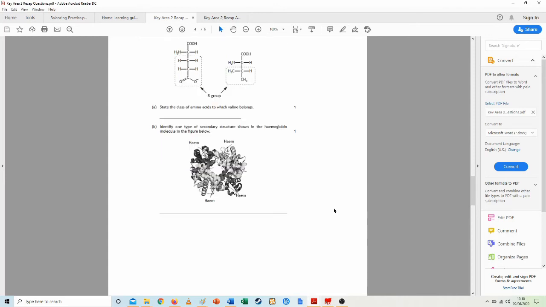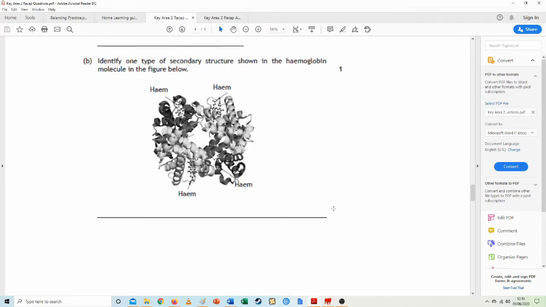Identify one type of secondary structure shown in the hemoglobin molecule in the figure below. This is what we actually saw on PyMOL. Hemoglobin is quite an important thing. They talk about it quite a lot. So when we get a chance to do some proper lessons, it's certainly something that we're going to take a look at. We're going to use it as an example quite a few times throughout the course.